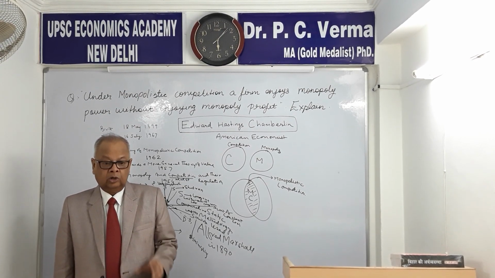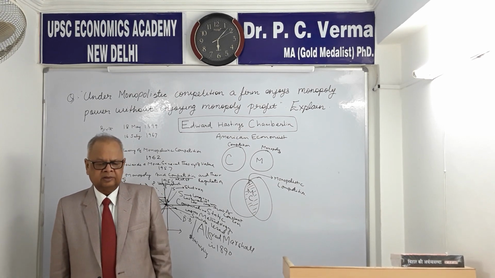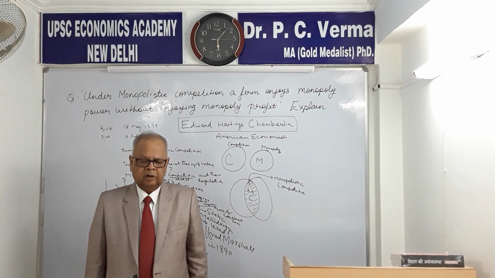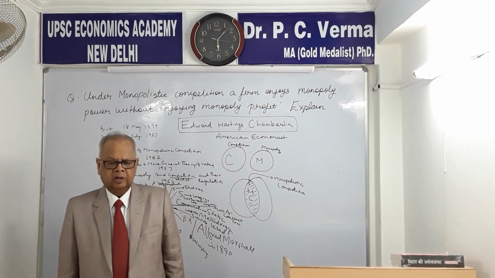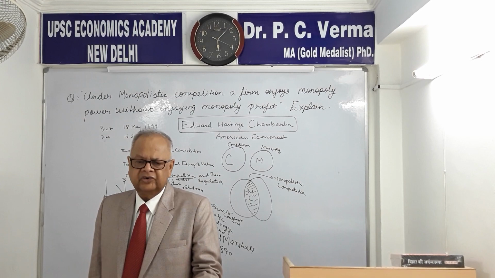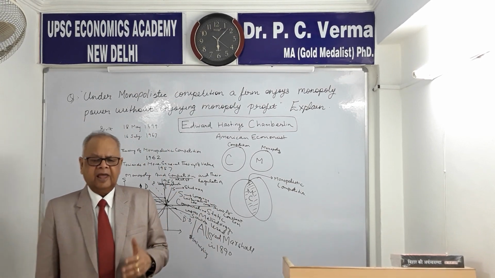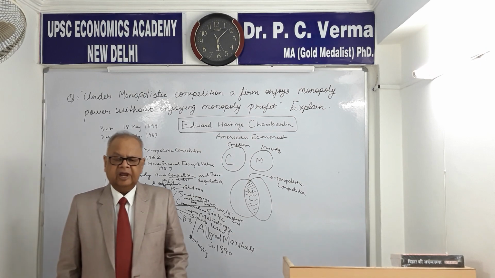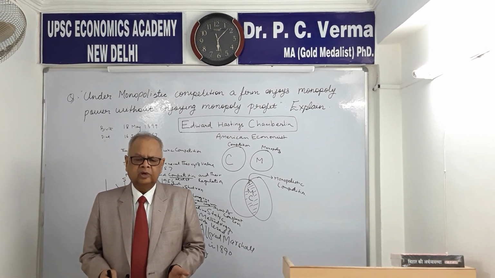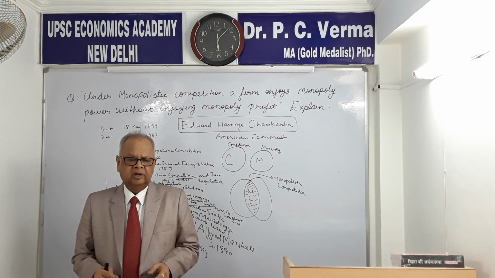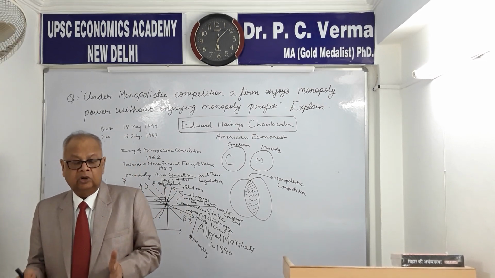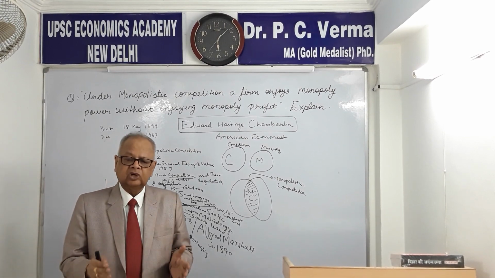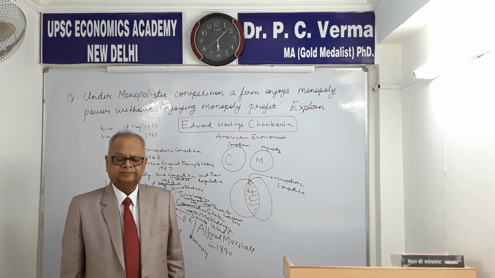Number three, homogeneous production. Number four, free entry and free exit. Free entry of new firms into the industry, and free exit of old firms from the industry.